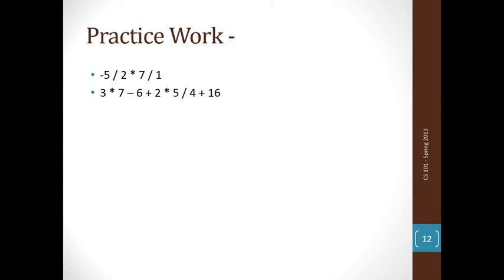Why? Because multiplication and division have higher precedence, so they will be evaluated first. First we will multiply it, then we will multiply this by this and divide by 4, then we will add and subtract the result, because plus and minus have lower precedence than multiply and divide. Multiply and divide have same precedence, and plus and minus have same precedence. So any operator which has higher precedence is evaluated first. Because multiplication and division have higher precedence than plus and minus, we will evaluate these operators first.